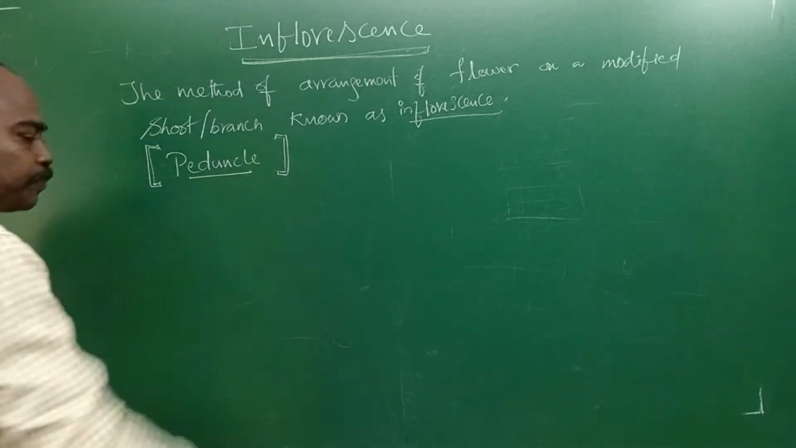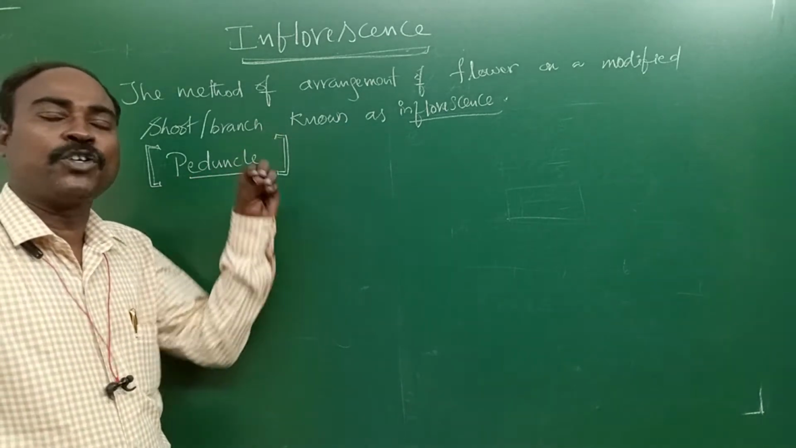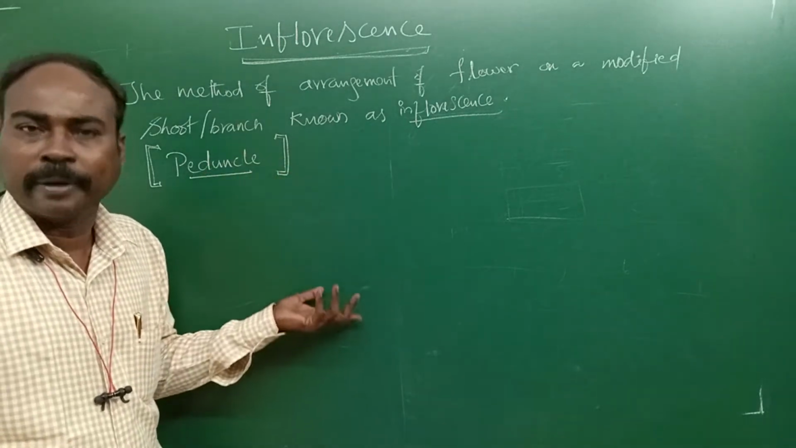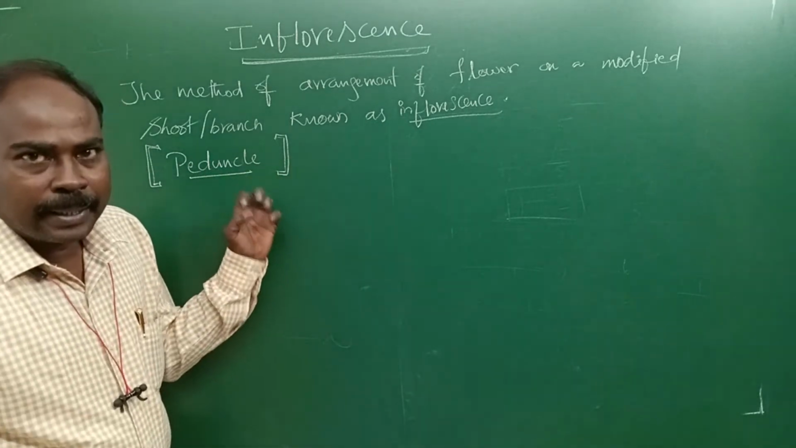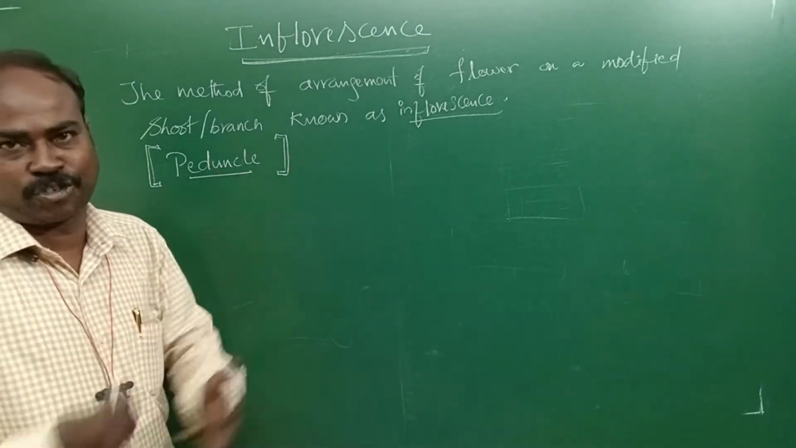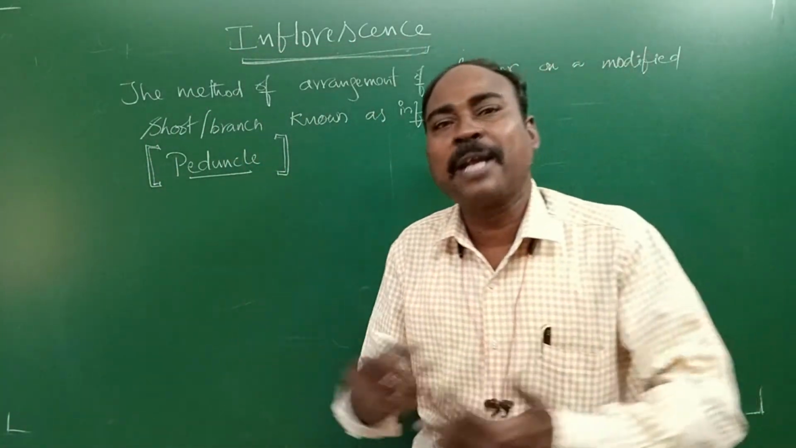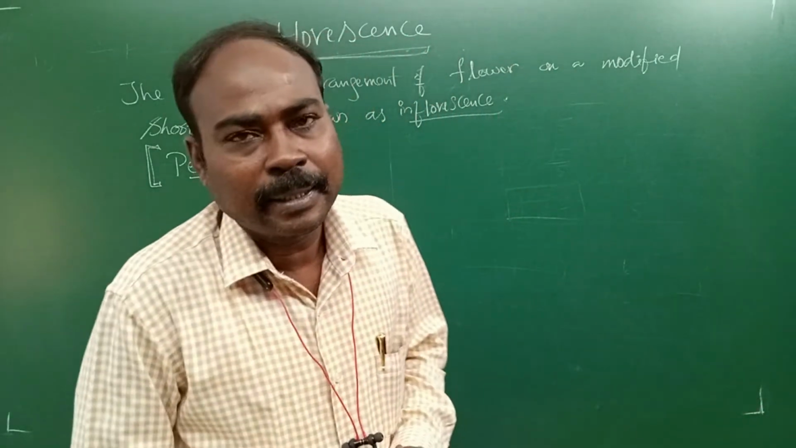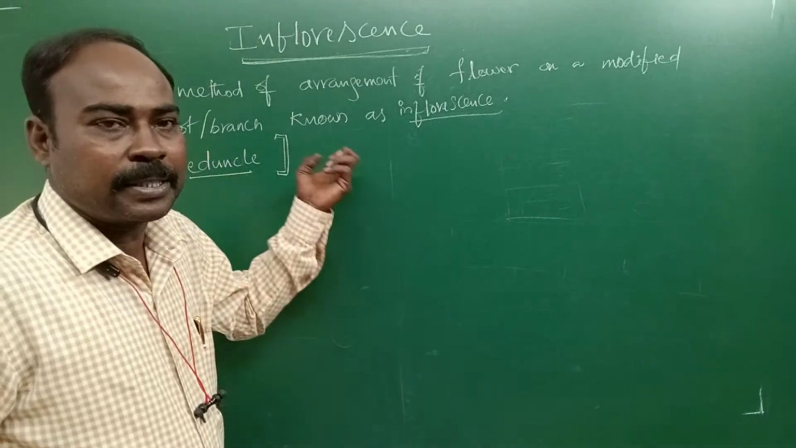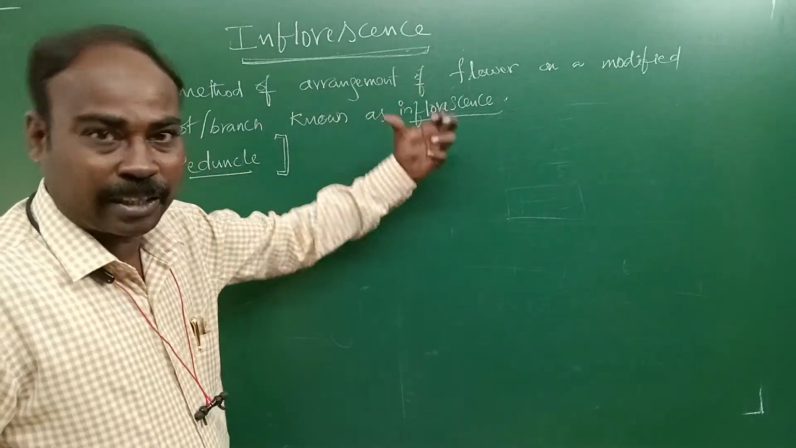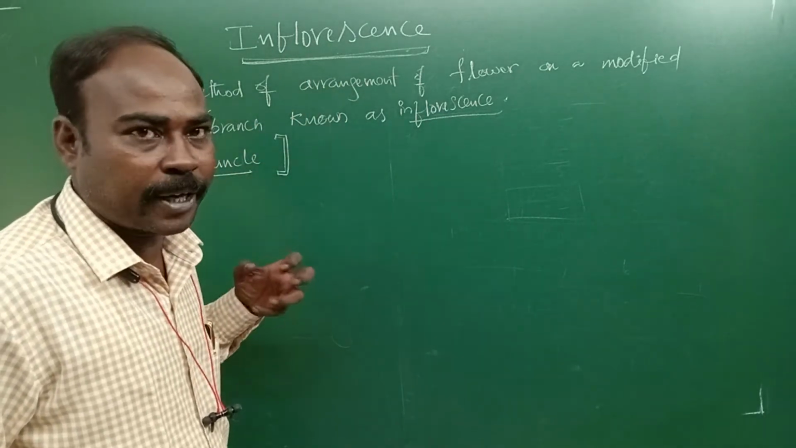peduncle. The branch or modified shoot which produces flowers in successive order is said to be what? Peduncle. So on the peduncle, the flowers are differently arranged. How the flowers are arranged or developed in different plants, what is the manner, we discuss these methods and arrangement patterns in different plants under the inflorescence topic.